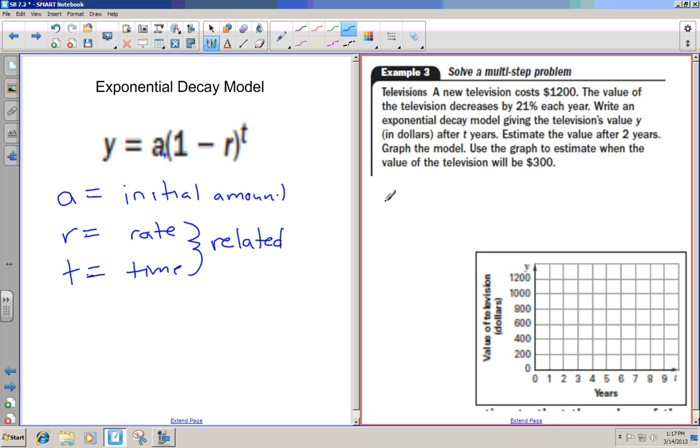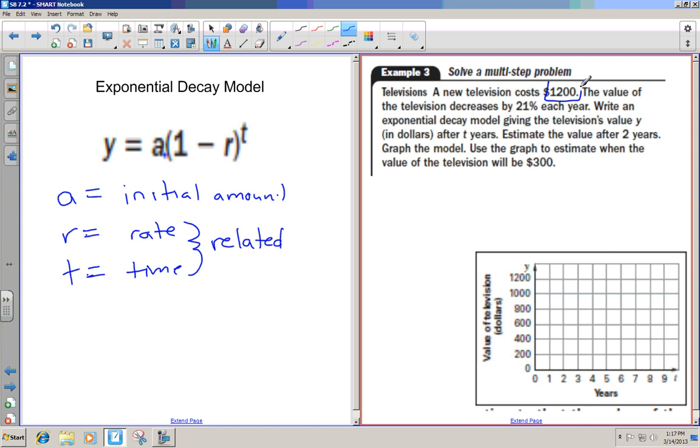So using this information, let's set this up. A new television costs $1,200. The value of the television decreases 21% each year. Write a decay model giving the television's value after t years. Estimate the value after 2 years. Graph the model and do some more estimating.